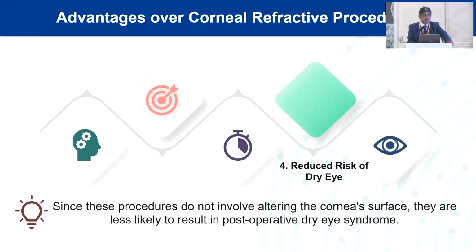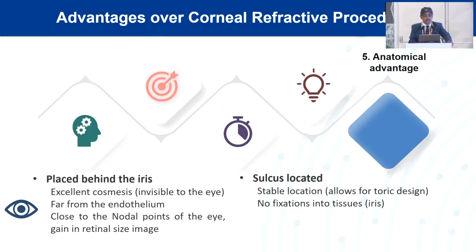And in hyperopia also, if the anatomy is suitable, then we can do it. And because we are not cutting the corneal nerves largely, the chances of dry eye development are unlikely as compared to the corneal surface procedure. The anatomical advantages are that it is placed behind the iris, and because of this it is not visible to someone. Therefore it gives an excellent cosmesis, unlike iris claw or the anterior chamber lenses.